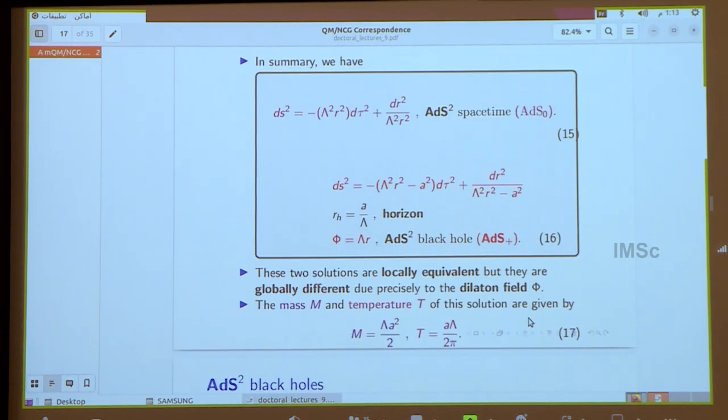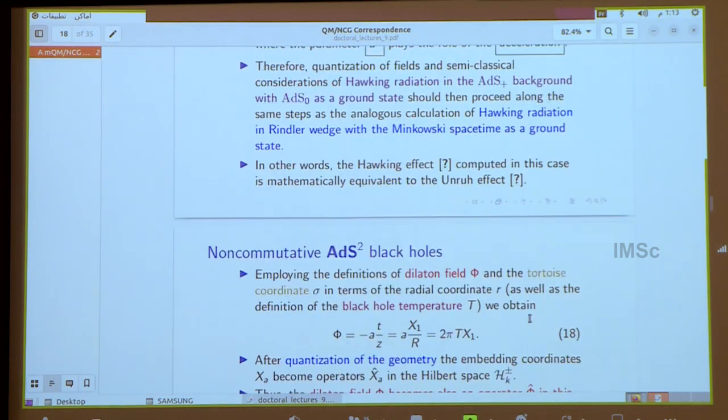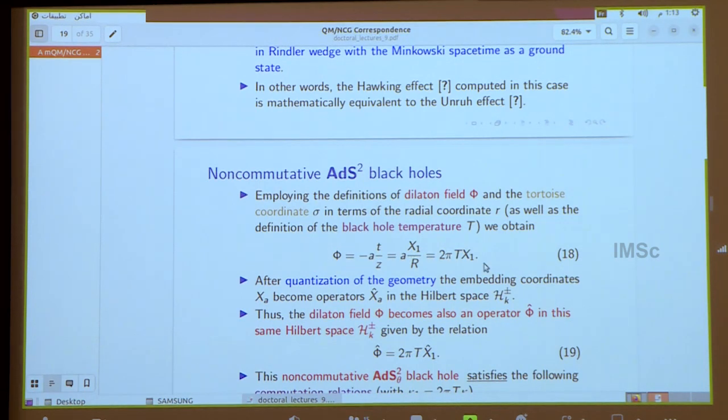Now I would like to write the non-commutative configuration, the analog of this configuration in non-commutative geometry. So what I do, I simply rewrite the dilaton field in terms of the embedding coordinate. I find that it is precisely proportional to x1. Remember, the embedding coordinates of AdS2 are x0, x1, and x2. So phi is proportional to x1, 2pi T, where T here is the Hawking temperature. It is not the matrix temperature.